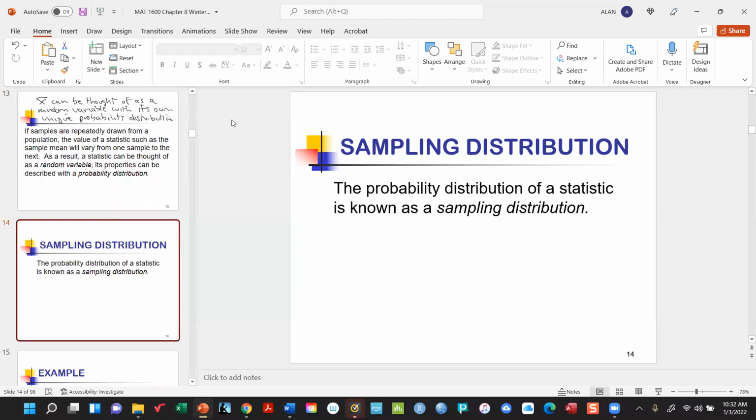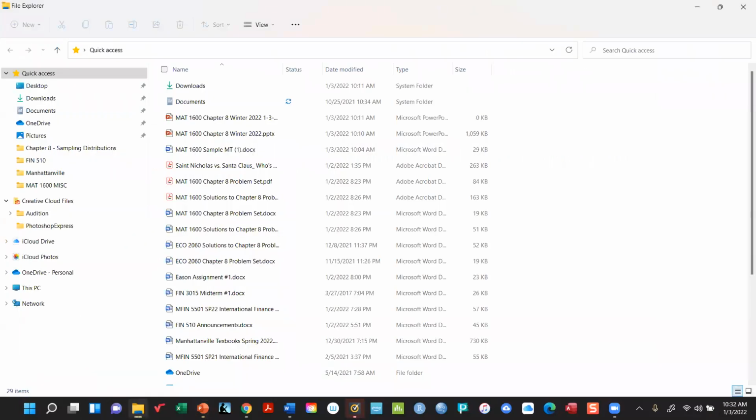It's still a probability distribution, but it's a special type of probability distribution that has its own unique set of properties. Luckily for us though, as long as we're focusing our attention on the sample mean, X bar, it turns out that this sampling distribution is normal. Okay, it's completely normal. In other words, we can continue to use the normal distribution.